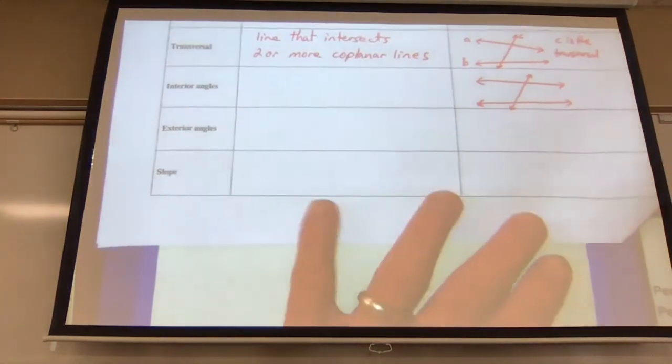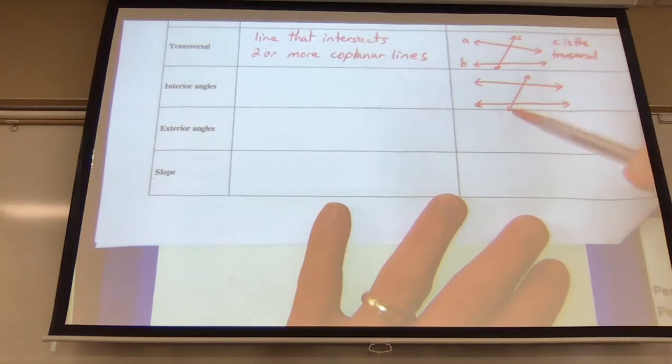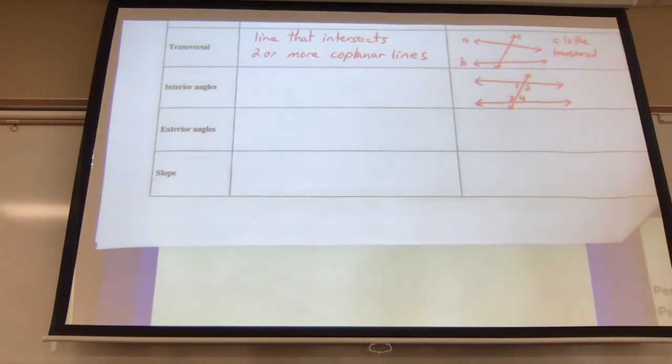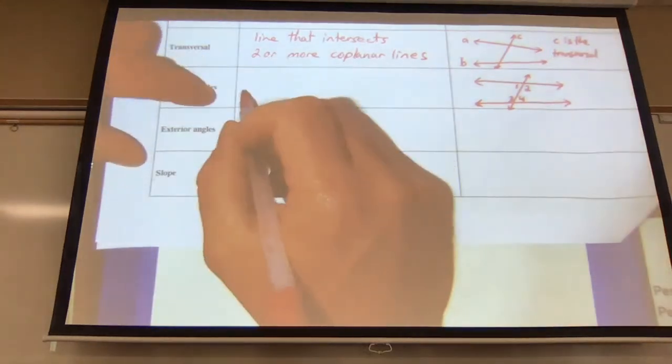And then the angles that are formed by this transversal that are inside of the other two lines, which I'm going to number here, 1, 2, 3, and 4, these things are going to be your interior angles. So they're the angles that fall between the two lines being intersected by a transversal. Let's kind of put that as our definition here.